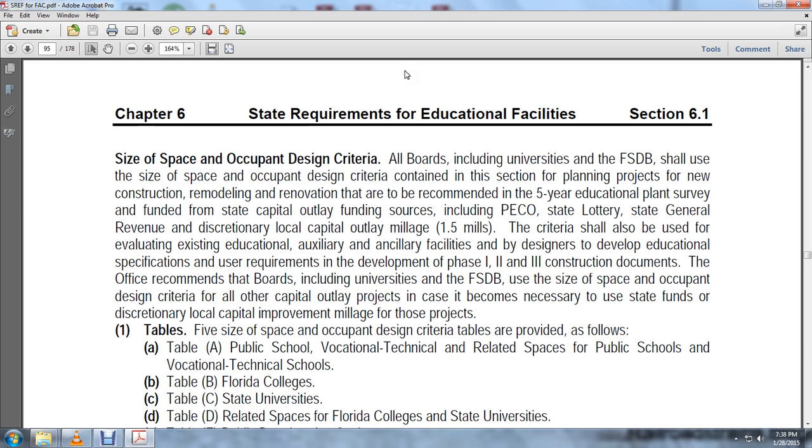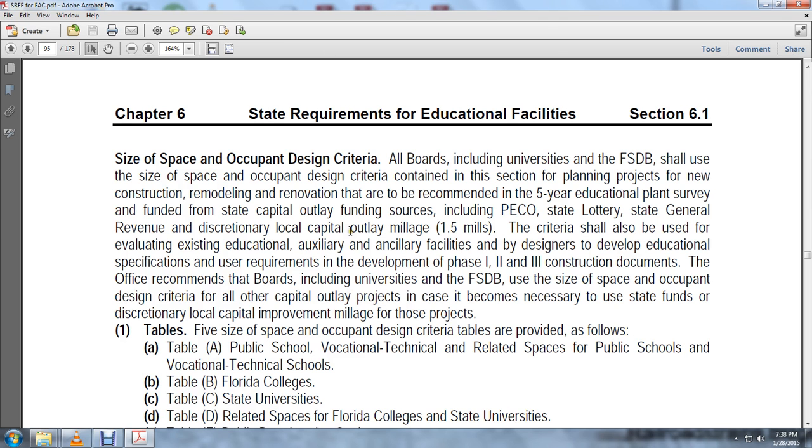the state capital outlay level, including public education capital outlay, state lottery, state general revenues, and discretionary local capital outlay millages. The criteria shall also be used when evaluating existing educational and auxiliary facilities and to develop educational specifications, use of requirements, and development of phase 1, 2, and 3 construction documents. Other recommendations for the boards, including the universities and the Florida School for the Deaf and the Blind: use the size, space, and occupant design criteria for all capital outlay projects, and if it becomes necessary, the use of state funds at discretionary local capital improvement millage for the use of projects.